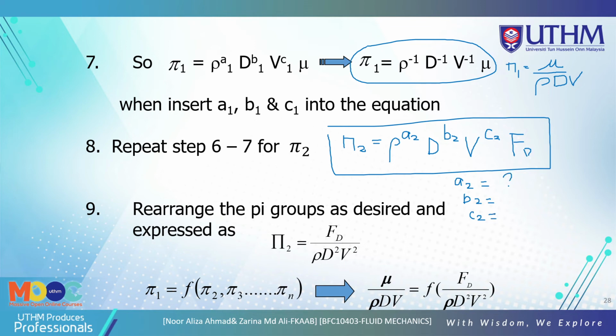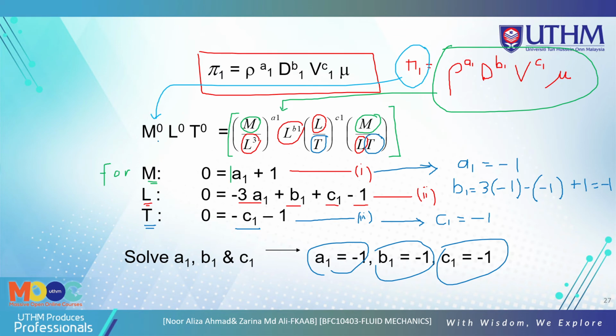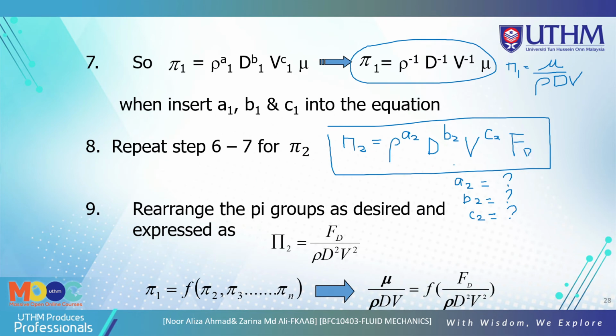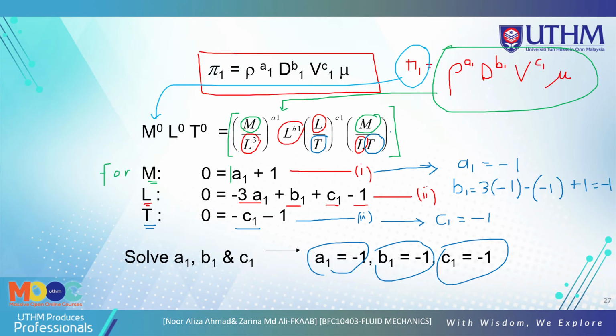Okay, you just calculate again based on the calculation here, and you get the A2, B2, and C2 until you get the pi 2 as this formula. Okay, so now you rearrange based on pi 1 and pi 2, so you get this last formula here. So this is pi 1 is equal to a function of pi 2. So you solve that, you get the A2, B2, and C2 based on this calculation, which is based on the pi 1.